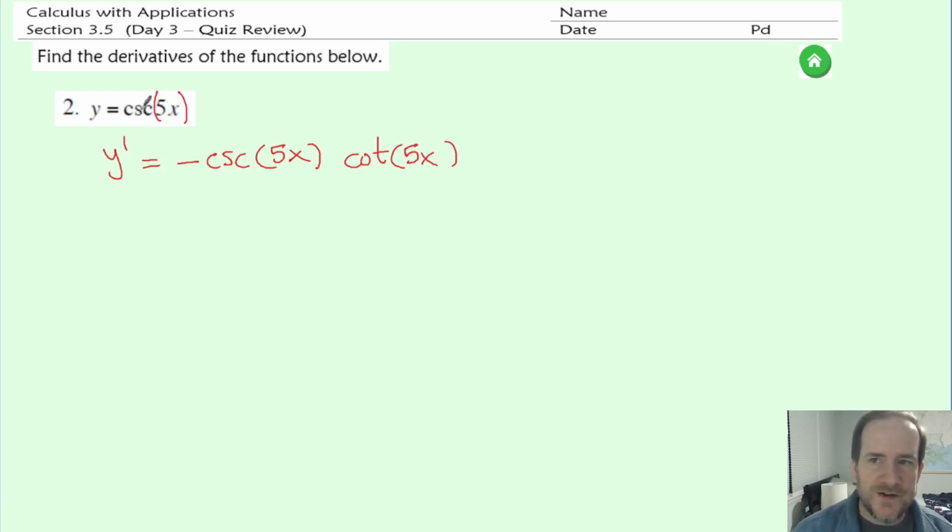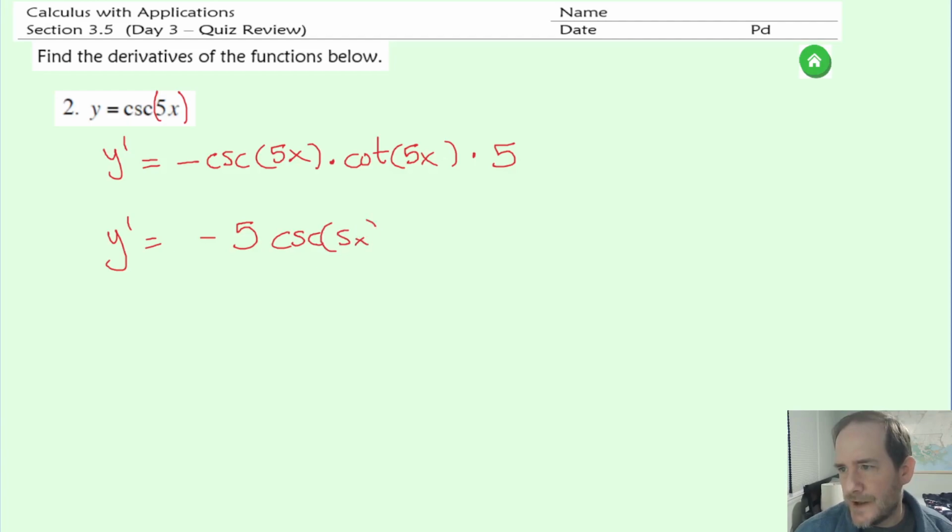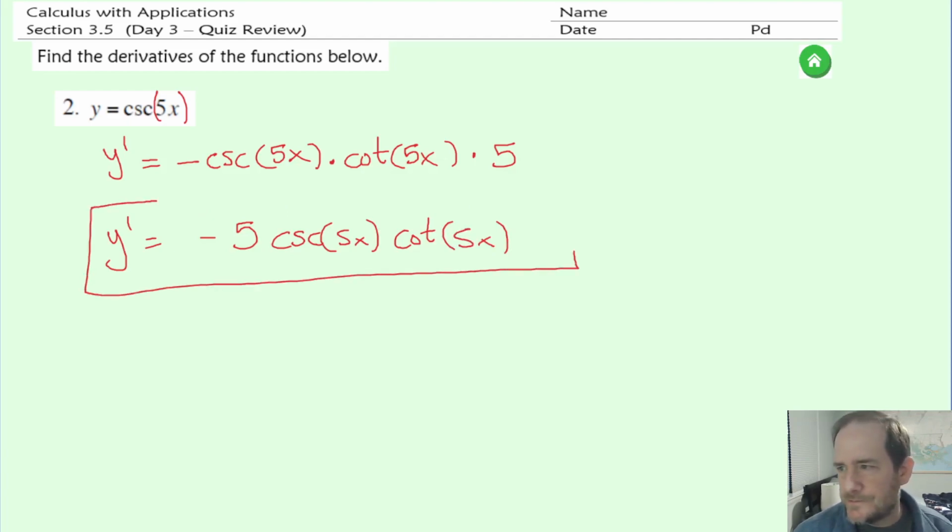And then when we're done differentiating the outer function, we've got to multiply by the derivative of the inside function, which is just 5. So when all is said and done, we're looking at a final answer that's just negative 5 times the cosecant of 5x times the cotangent of 5x. And that's it for that one.